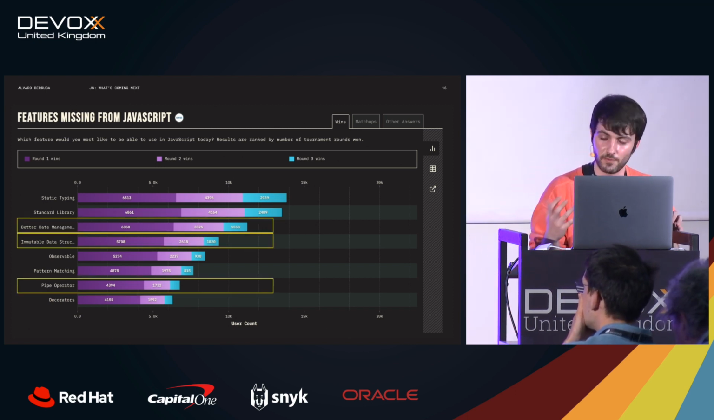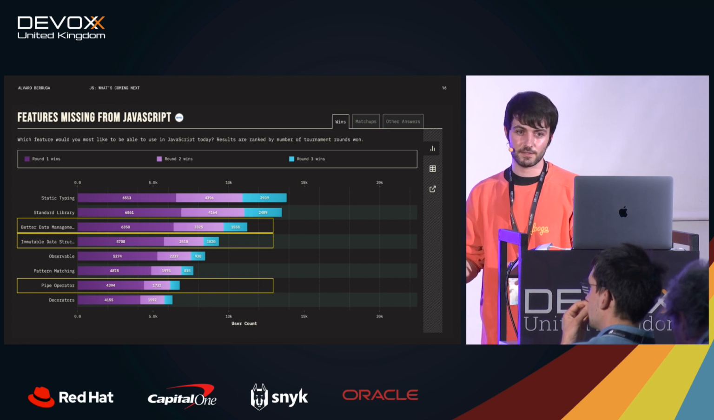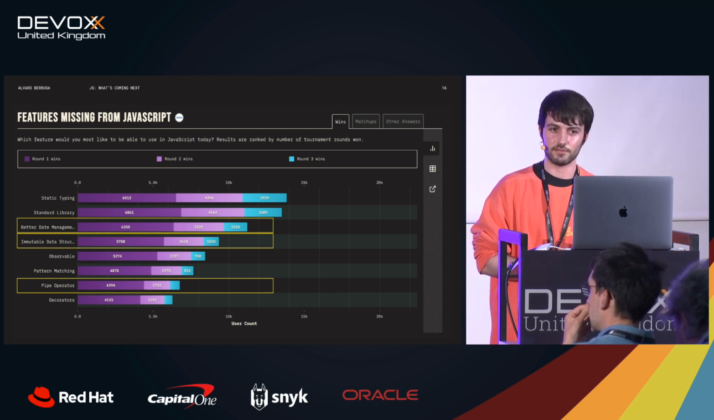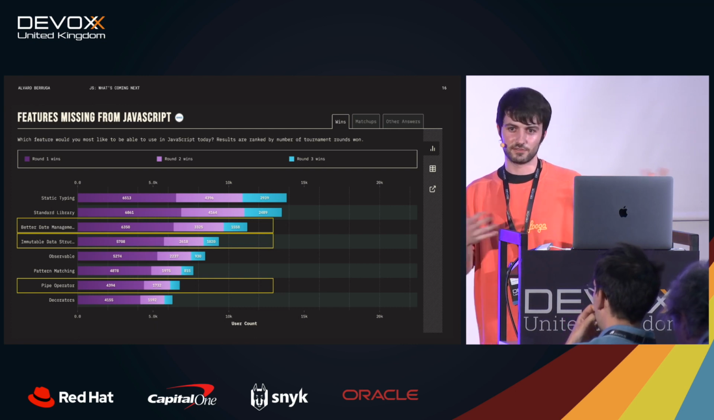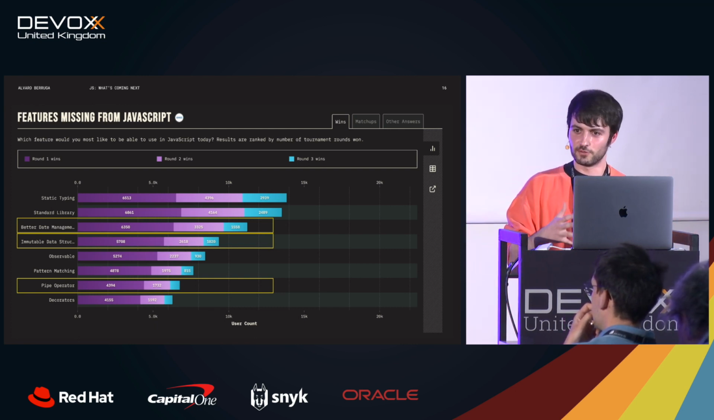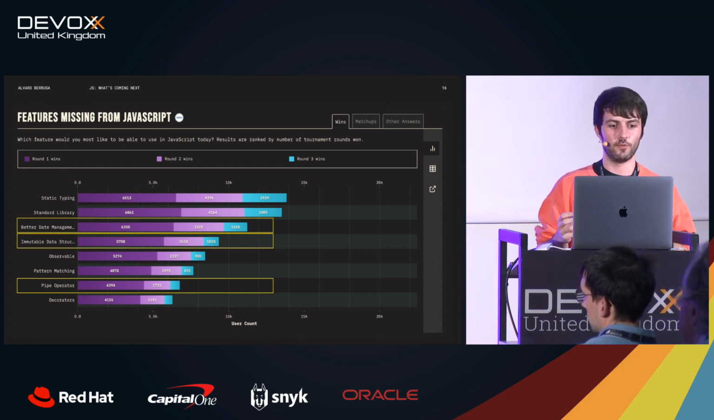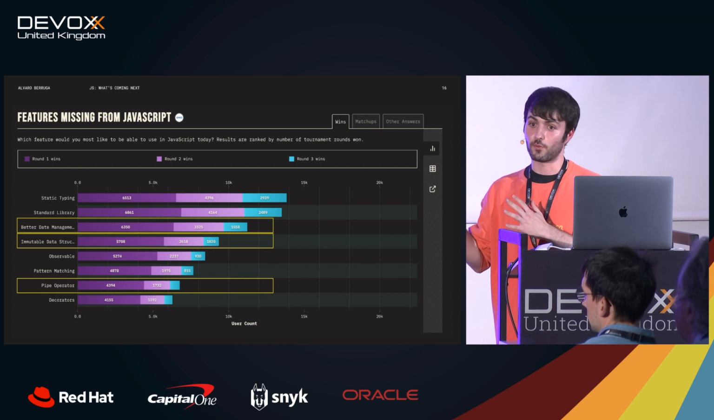We have covered some of them today, like better data management with temporal, immutable data structures with records and tuples, and the pipe operator that we just saw like 10 minutes ago. But I didn't want to miss the chance to at least give you a brief, high-level overview of where the others are at right now.